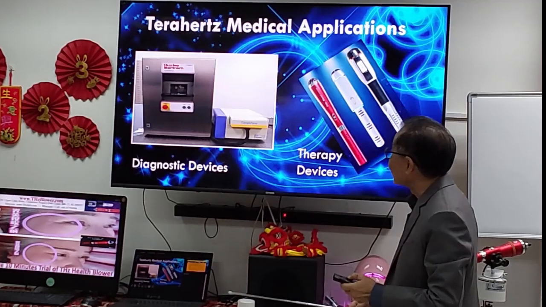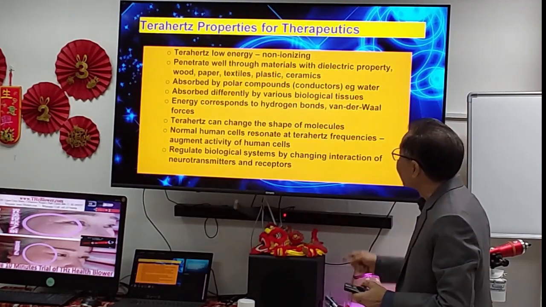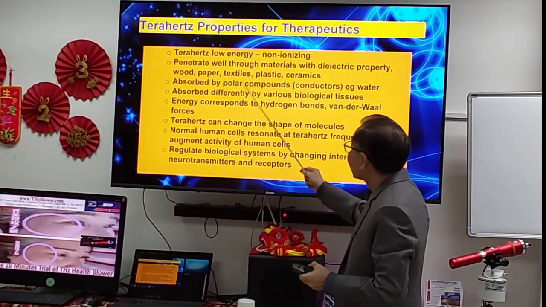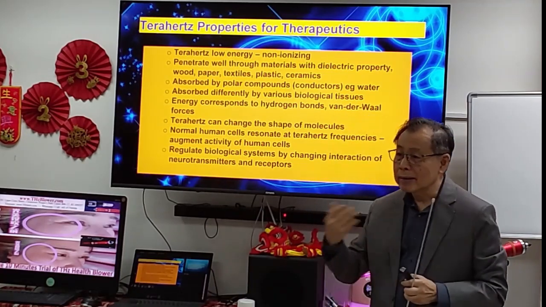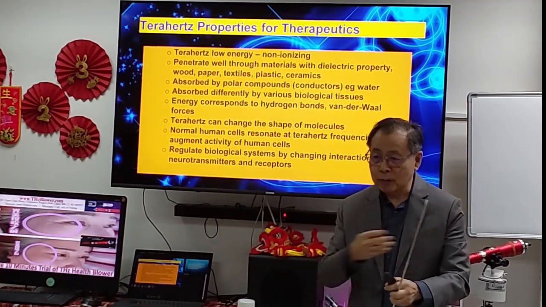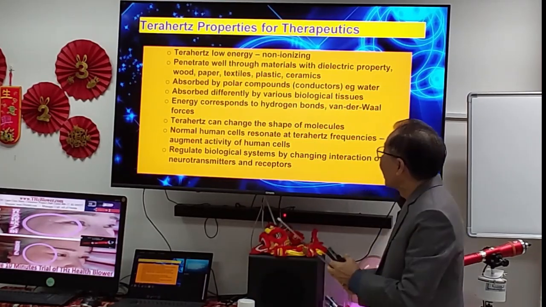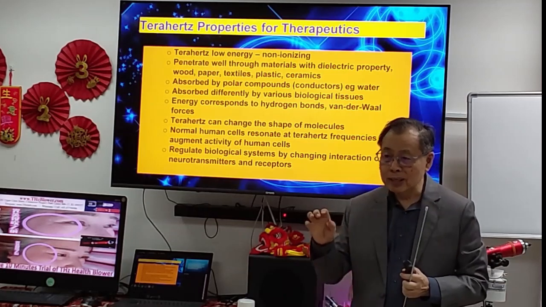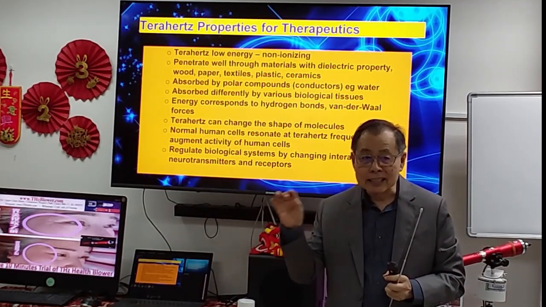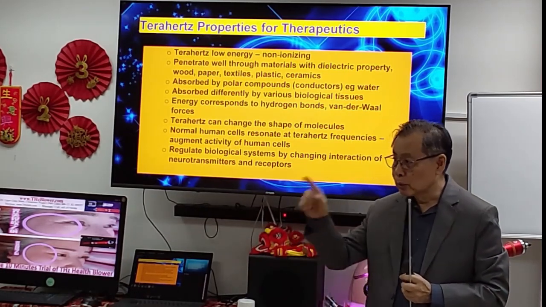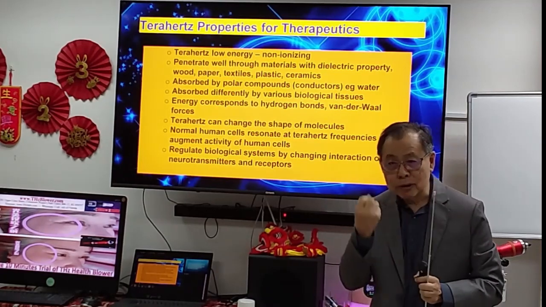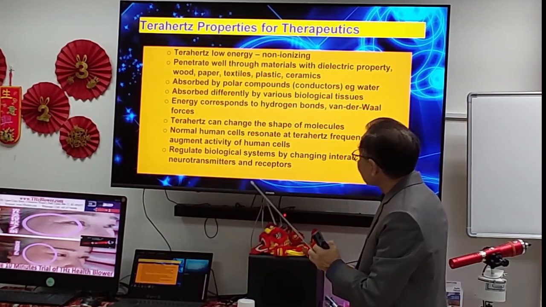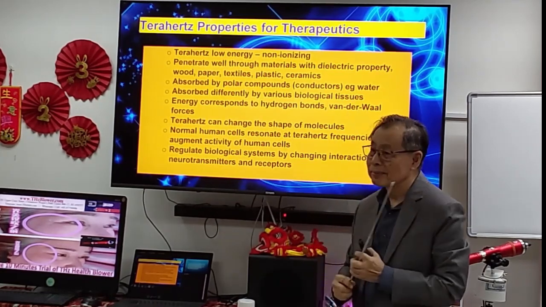way our body is. And like I said, it's non-ionizing. It won't harm our body. It can penetrate through all kinds of materials. It can shine through. You can wear your clothes and still penetrate. But it will be absorbed by polar compounds. Polar compounds are compounds that conduct electricity. So water is a polar compound, so water will absorb it. Metals, any metallic things will absorb it.